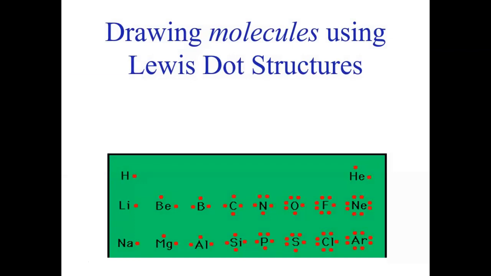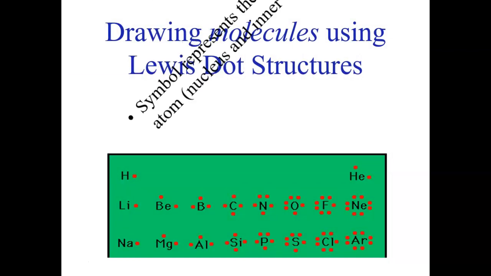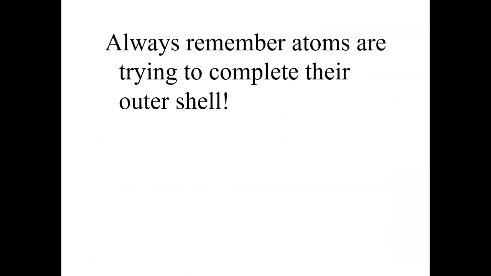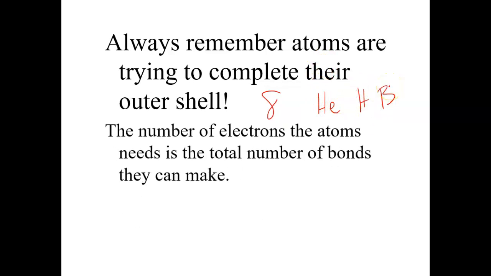All right, drawing molecules using Lewis dot structures. This is a little bit challenging. Again, the symbol represents the inner nucleus, and the dots represent the valence electrons. However, here's where it gets a little bit different. Always remember, atoms are trying to complete their outer shell and get 8 in their outer shell, with the exception of helium and hydrogen and boron. The number of electrons the atom needs is the total number of bonds it can make.